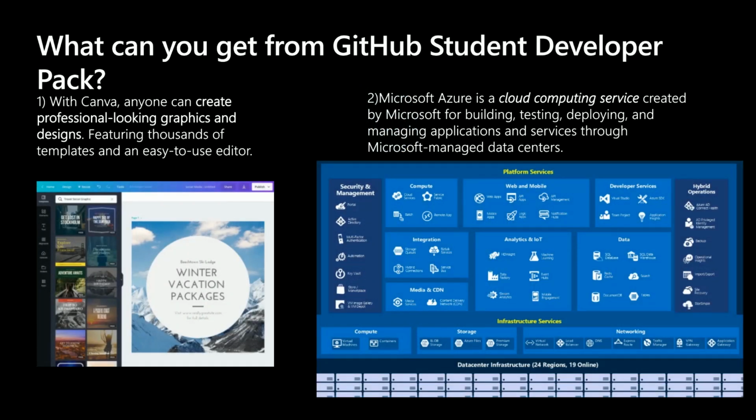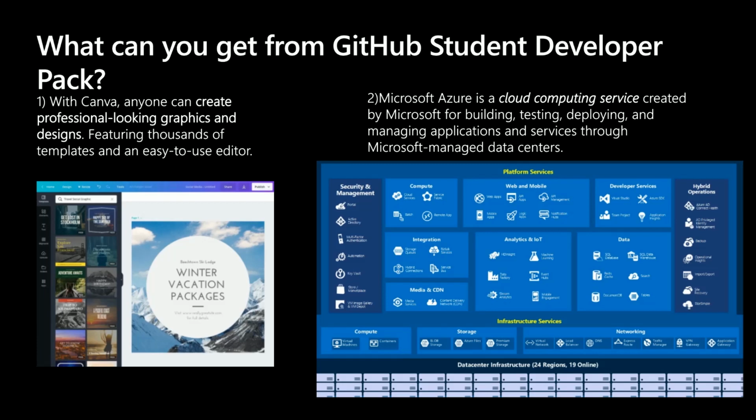First is Canva. With Canva, everyone can create professional-looking graphics and designs featuring thousands of templates and an easy-to-use editor. If you need to do any poster design for assignments or posting Instagram posts in social media, Canva is your best choice. Personally, I use Canva to design my social media posts and I really like its design.